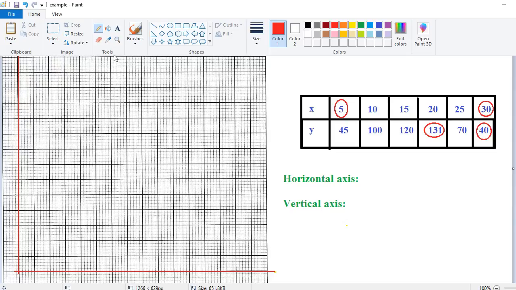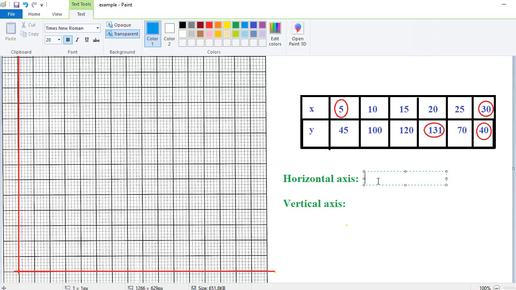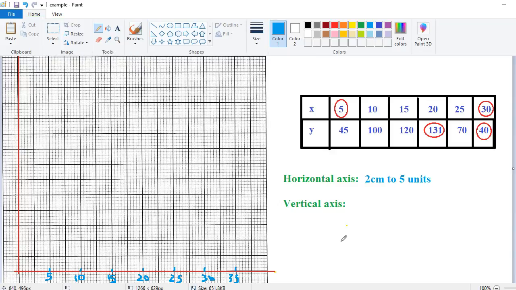So let's actually state what our values are. We're going to use 2 centimeters to represent 5 units. Now, because again, we have 1 centimeter blocks, and we have 2 centimeters to represent 5, we have 5 units.